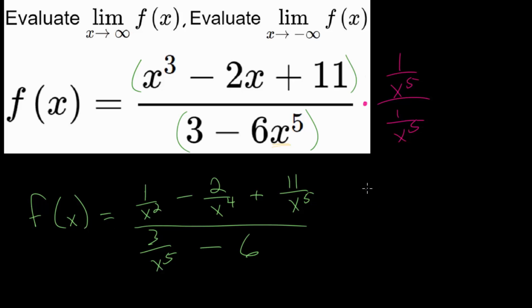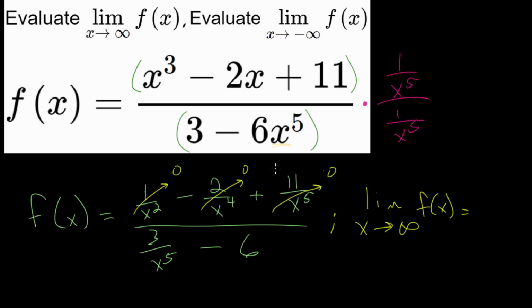So let's evaluate that. We have the limit as x approaches infinity of our function. Well, this first term, as x gets bigger and bigger, the denominator will increase. In fact, that denominator will approach infinity. And since the numerator is fixed, this fraction as a whole will get smaller and smaller. So this will approach 0. And likewise, all of these will approach 0 since the numerators are fixed and the denominators just get bigger and bigger, meaning the fractions get smaller and smaller.